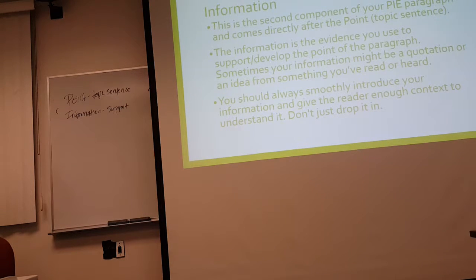For the purposes of this class, most of the time, it's going to be bringing in an outside source and probably a quotation from an outside source. You should always smoothly introduce your information and give the reader enough context to understand it. Don't just drop it in. So a lot of times people are like, okay, P.I.E, I get it. Like one sentence for my point, and then I just drop my quote in, and then I write a little bit more. But why might that not quite be enough?